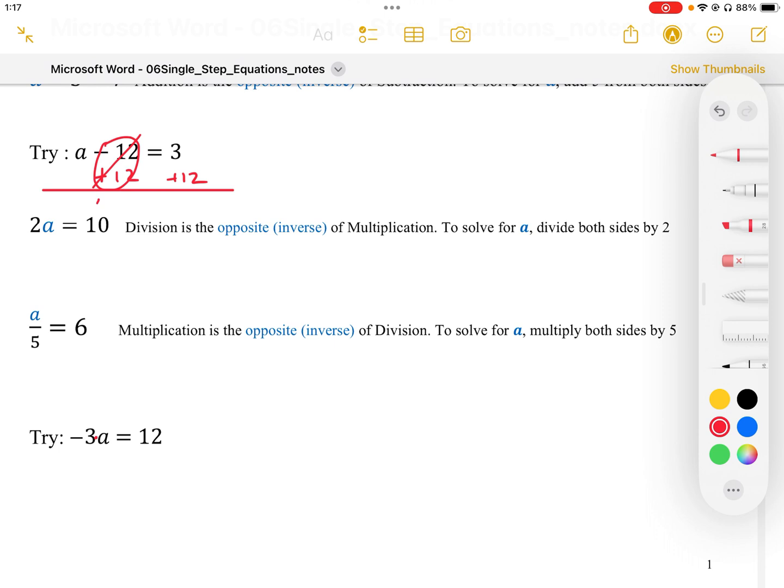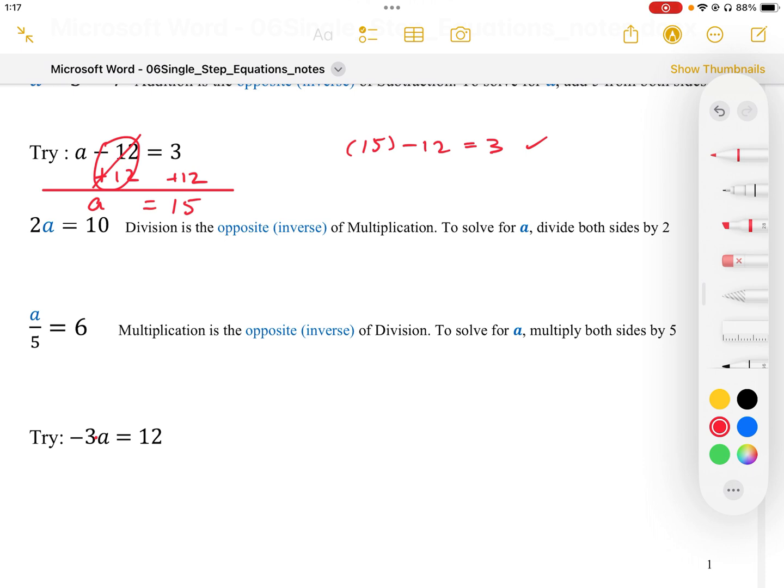On the left-hand side, I'm going to add vertically. I just have A left over. On the right-hand side, I'm going to add vertically. 3 plus 12 equals 15. When I check my answer, A is 15, 15 minus 12 equals 3. Yeah, that works. That's the right answer. So I can undo plus and minus with a minus and a plus.